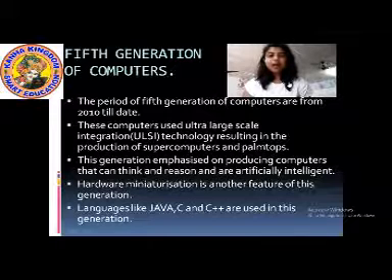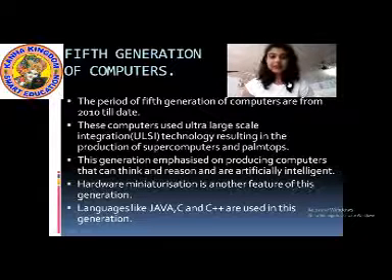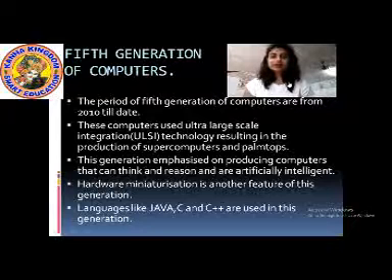The very large scale integration technology became ultra large scale integration technology in this generation. Those large scale integration and very large scale integration turned into ultra large scale integration. That means very powerful integration. The circuit systems of this generation were very advanced.